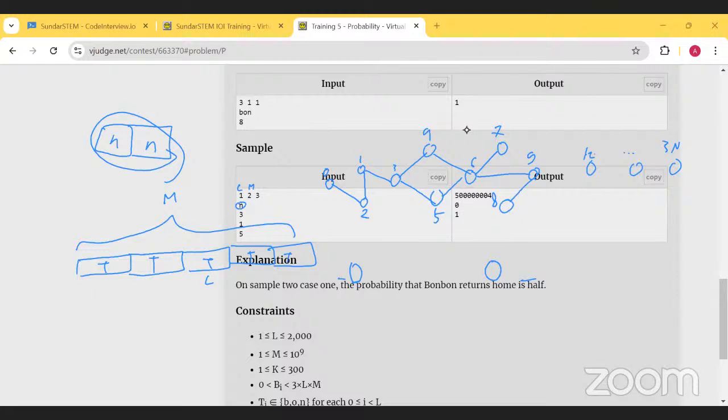Okay. And there are already some suggestions about the topic. Okay, we will discuss it later.